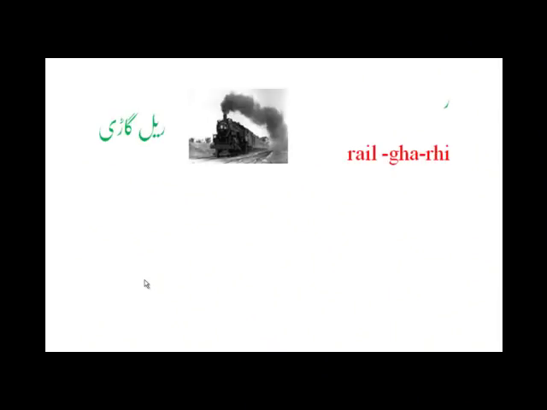Re, rail gaadi, rail car. Gaadi means car. Gaadi is used for all types of vehicles in Urdu. So we can say gaadi, rail gaadi, composite word, because it has two parts. Rail is one word and gaadi is another word.